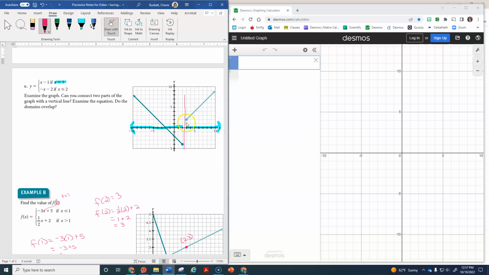And is that a problem? No. Is it a function? Yes, because it passes the vertical line test. It doesn't matter where I draw a vertical line. Any of these vertical lines are only crossing my function at one place. So it is a function. It is not a continuous function, obviously, because it's in two pieces, but I do have a break in the domain. Not a problem, just something that you need to recognize and be able to talk about.